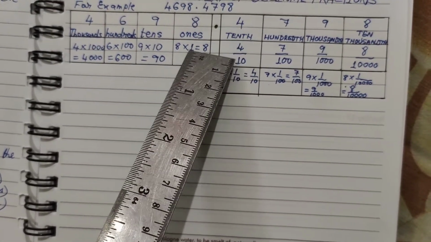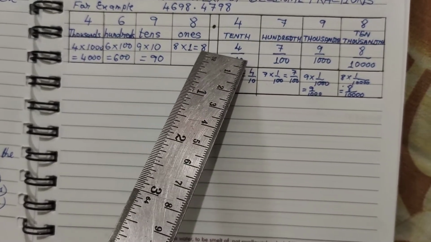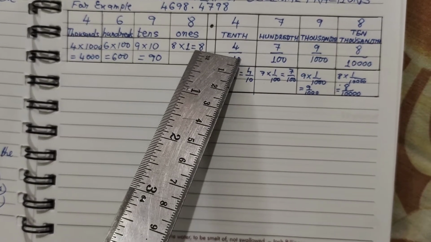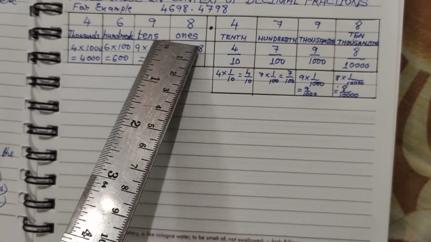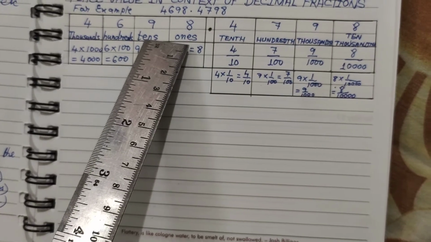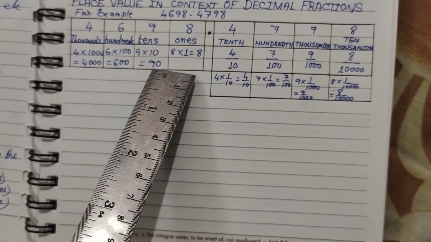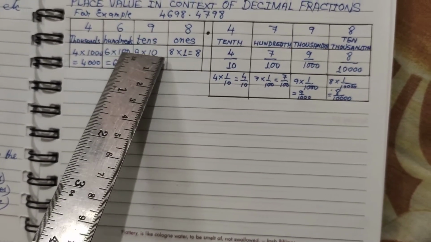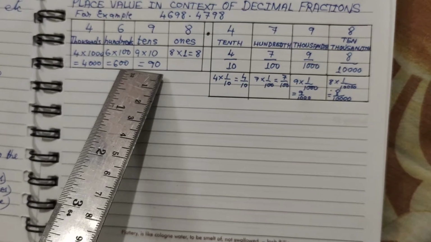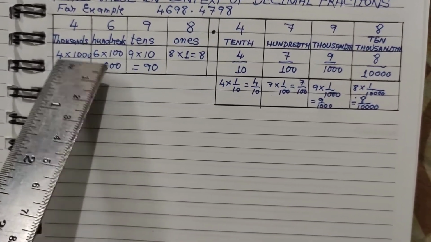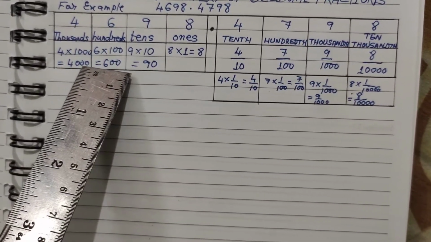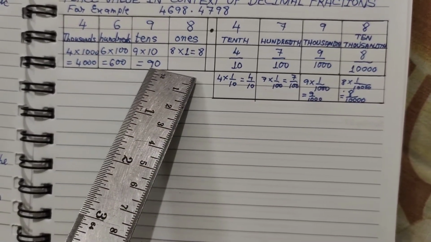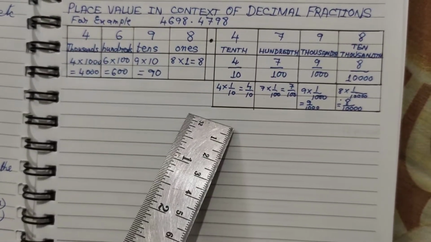Okay, so 8 into 1, because 8 is in the ones house, so 8 into 1 is 8. The value of 8 in this particular decimal number is 8. The value of 9 in this decimal number: 9 is in which house? Tens. So 9 into 10, 90 is the value of 9. 6 is in the hundreds house, so the value of 6 is 6 into 100, 600. 4 is in the thousands house, so the place value of 4 over here is 4000. Okay, these are all the place values, depending on which position the digit is.